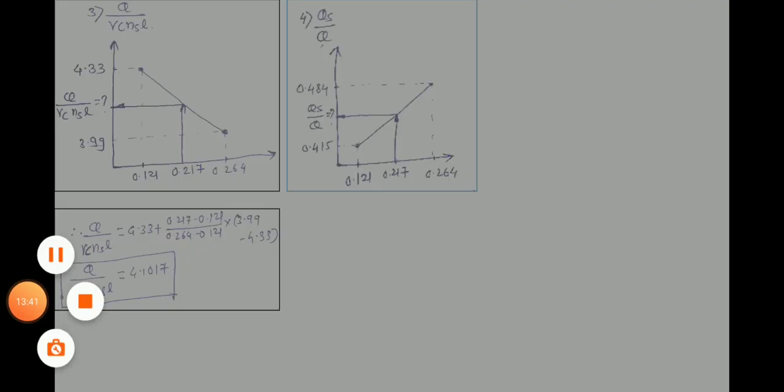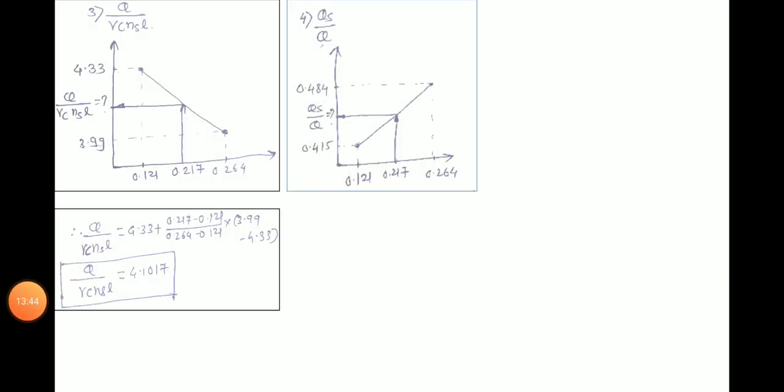Okay, now the next and last dimensionless number is qs by q. Okay, so for qs by q, again I will draw a chart and I will write this down. So when s is equal to 0.121, the corresponding qs by q is 0.415. When s is equal to 0.264, the corresponding value is 0.484. And in between, when s is equal to 0.217, what is my qs by q? That I need to find out.